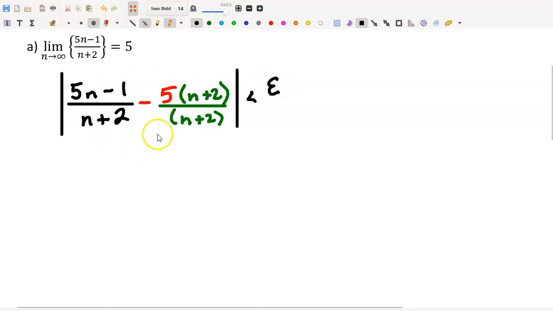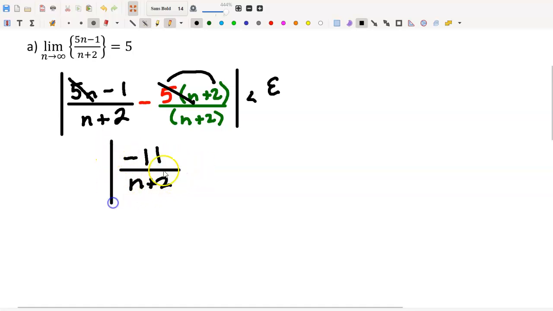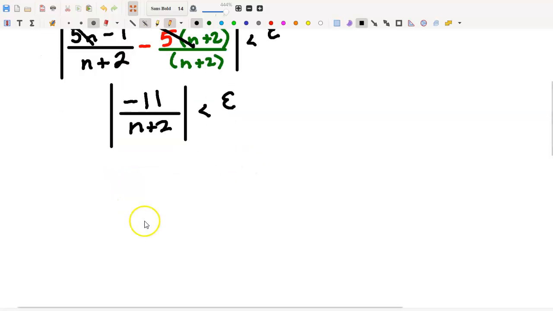And I like to simplify everything before I actually break it up and do the 2 inequality solving. I like to simplify this as much as possible. So we'll have 5n minus 5n, so those cancel out. And this will be negative 1 minus, and I have to distribute, which is 10. So negative 1 minus 10 is going to give me negative 11. So I got it broken down to something smaller. And then we can go ahead and actually do the inequalities now.